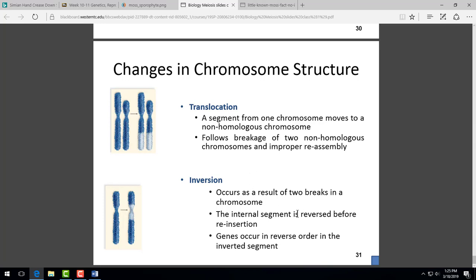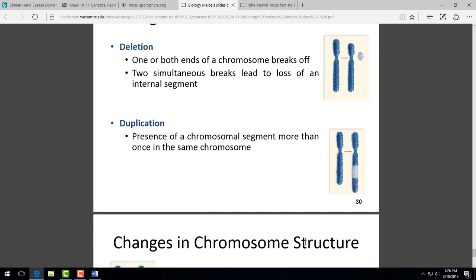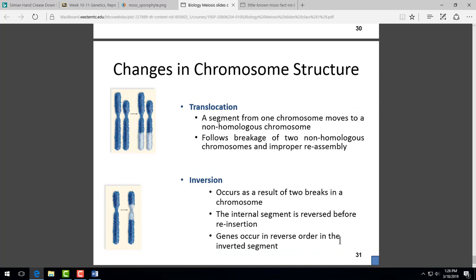Inversion is when there's a break in a chromosome and it's flipped. So now you don't have the right order of amino acids coming down that chain of DNA. It's been inverted, so it's flipped over. So these are all different types of mutations that can occur, and that's going to definitely affect the cell cycle and the outcome of the cell cycle.